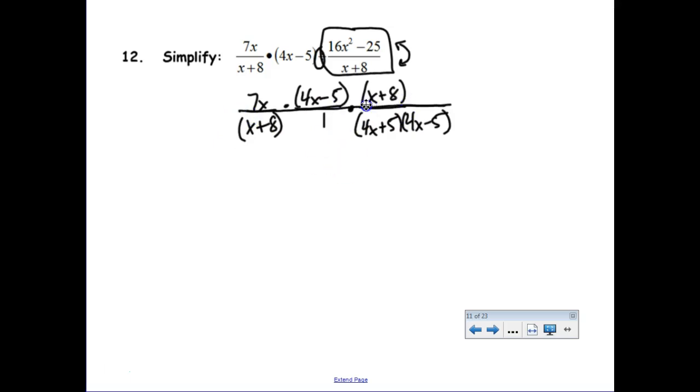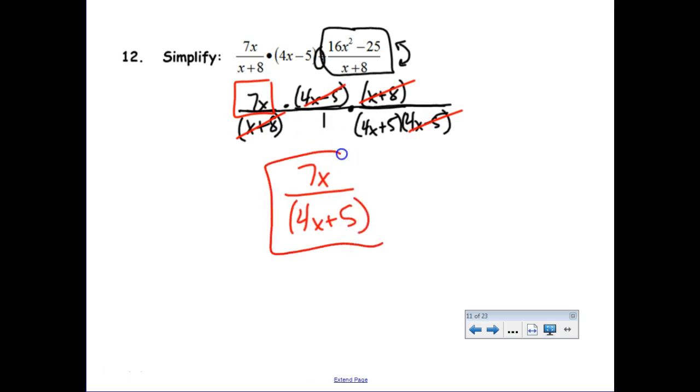So I cross off what I can. Fruit Ninja, ready? Gone, gone, gone. Make sure you get the right one. Gone. And we still have 7x in the numerator. And we still have a 4x plus 5 in the denominator. And I love when you guys leave these in parentheses, so that way you don't do any crazy factoring at the end, or canceling that doesn't actually happen.